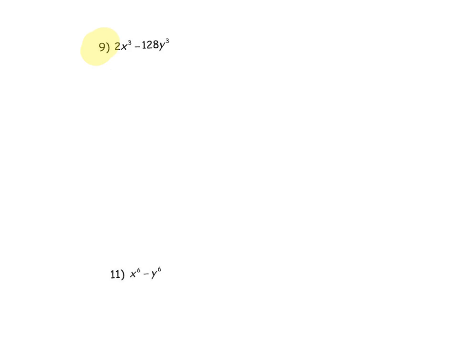For number 9, now we should be looking at a cubed. Again, I'm just going to write the formula because I see the subtraction in the middle. So I have a cubed minus b cubed is equal to a minus b times a squared plus ab plus b squared. That's the formula. But I notice 2 is not a perfect cube, and neither is 128. Guys, do you see it? What can you do first? Factor out the GCF. Take out the 2.